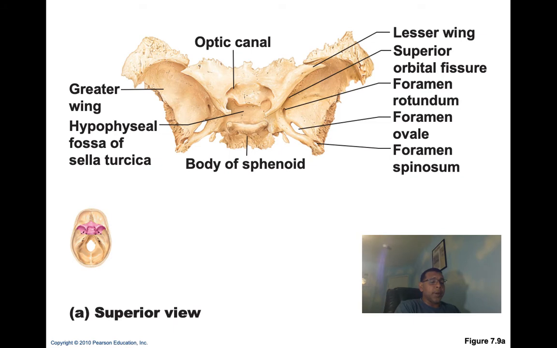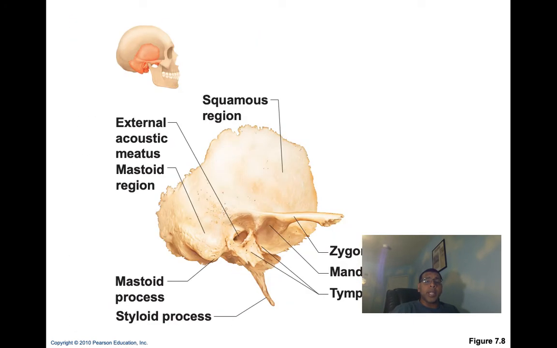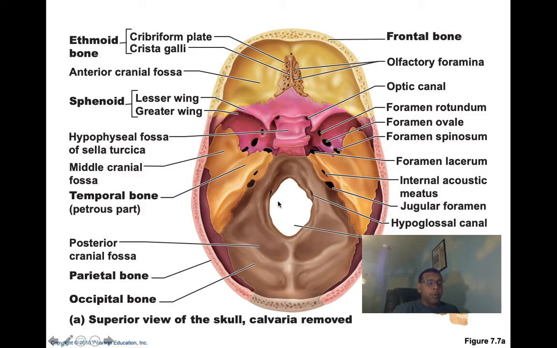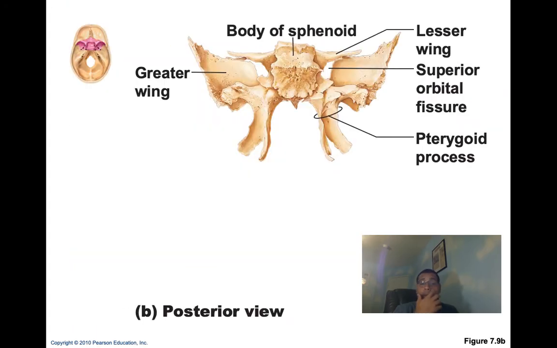We can also appreciate here greater and lesser wings. These greater and lesser wings are going to help form the anterior and middle cranial fossae. Let's isolate the bone by itself. Here then we can appreciate the pterygoid processes. The pterygoid processes are going to be found projecting inferiorly from the junction of the greater wing and the body. And what they do is they anchor the pterygoid muscles.